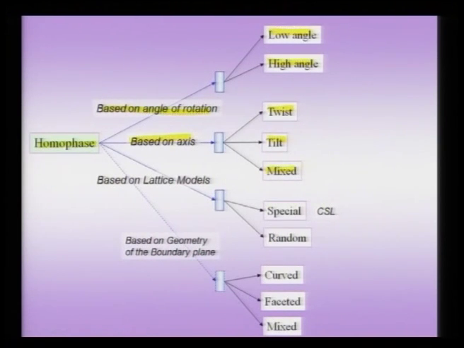You can classify homophase boundaries based on the models which are used to describe them. For instance, you can have CSL models, which is known as the coincidence site lattice models, describing homophase boundaries, and in this context we can call homophase boundaries special or random. So, if you have a low angle, low coincidence site lattice number, which is typically given by the symbol sigma, then you call them a special boundary, or otherwise you call them a random boundary.